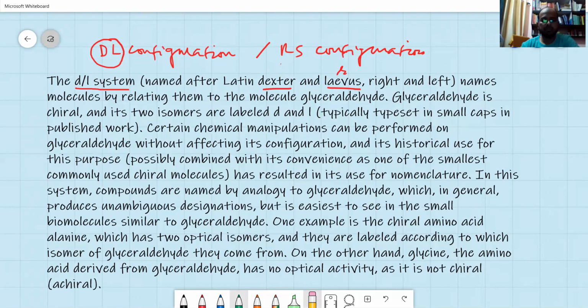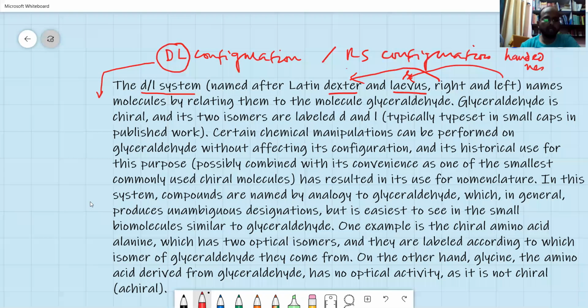Dexter is right and levus is left. It is often referred to as handedness, whether you say left hand or right hand. Now, when we say DL, the first thing that should strike your mind is it is relative configuration. What do you mean by that?